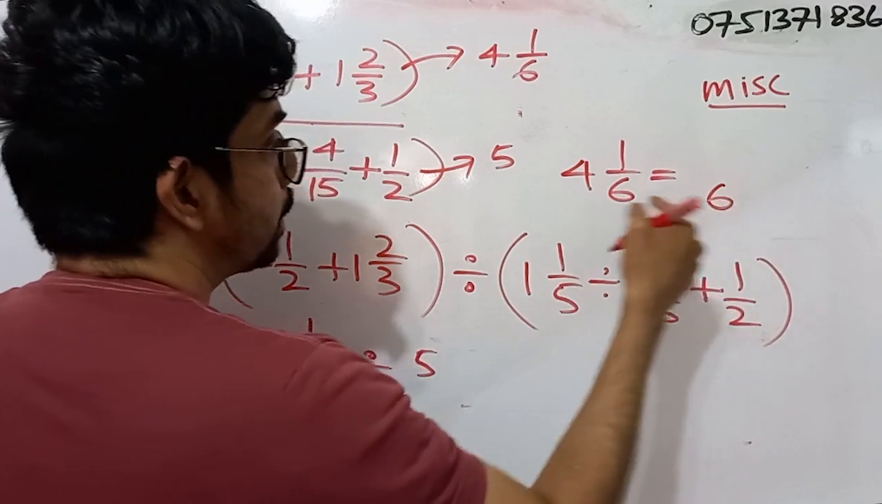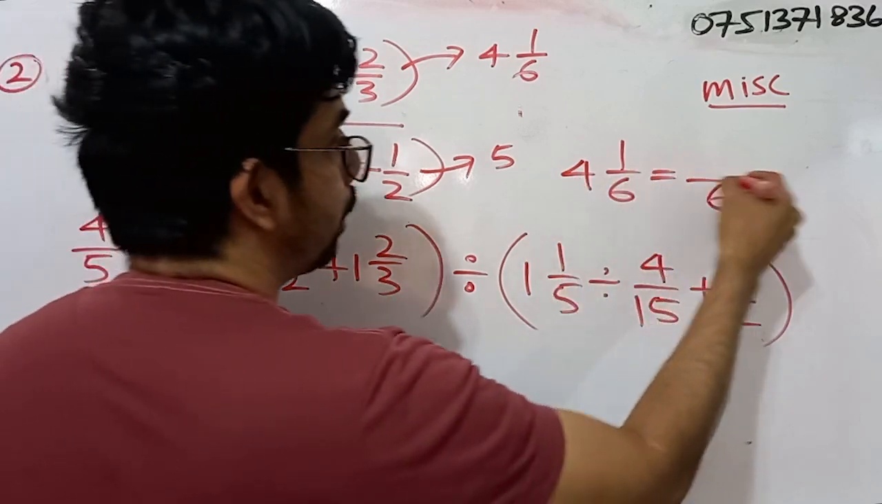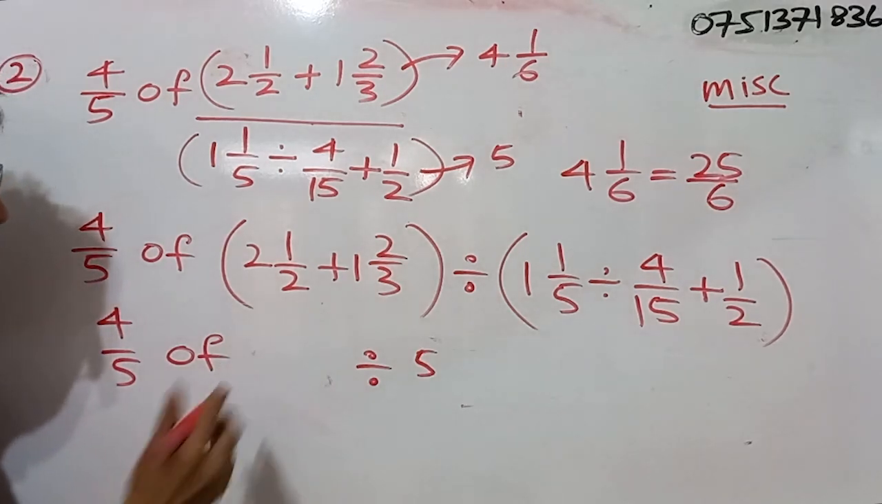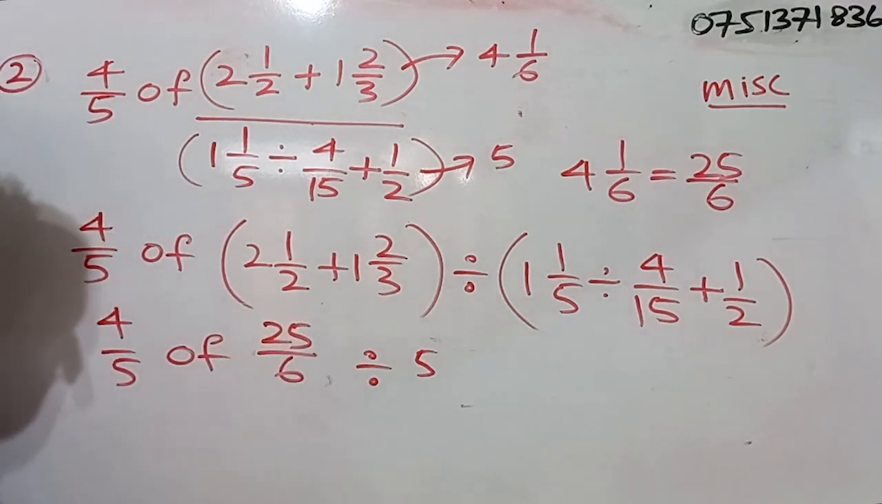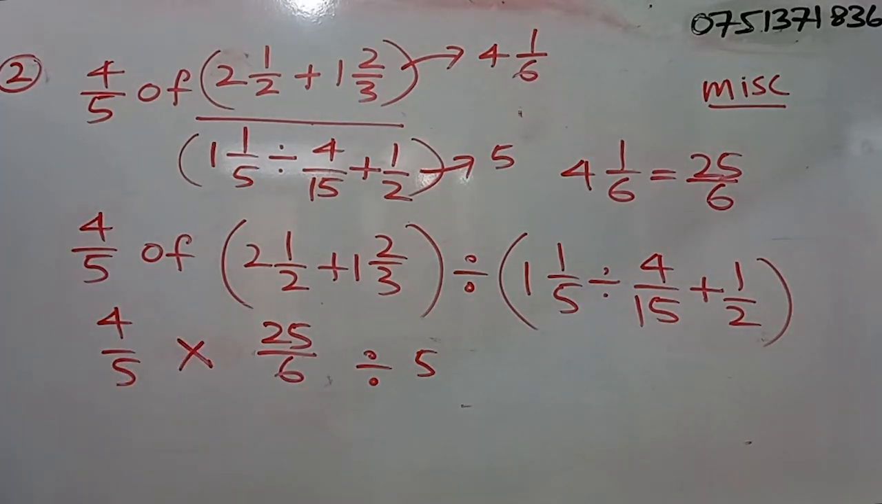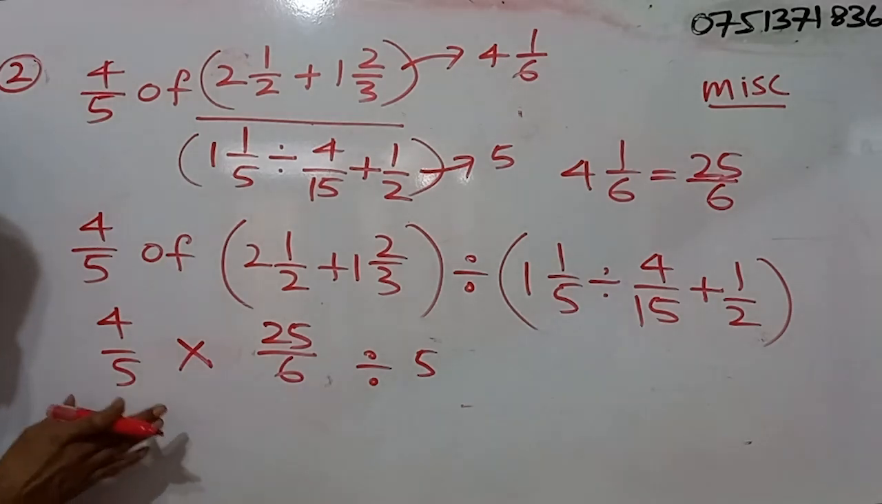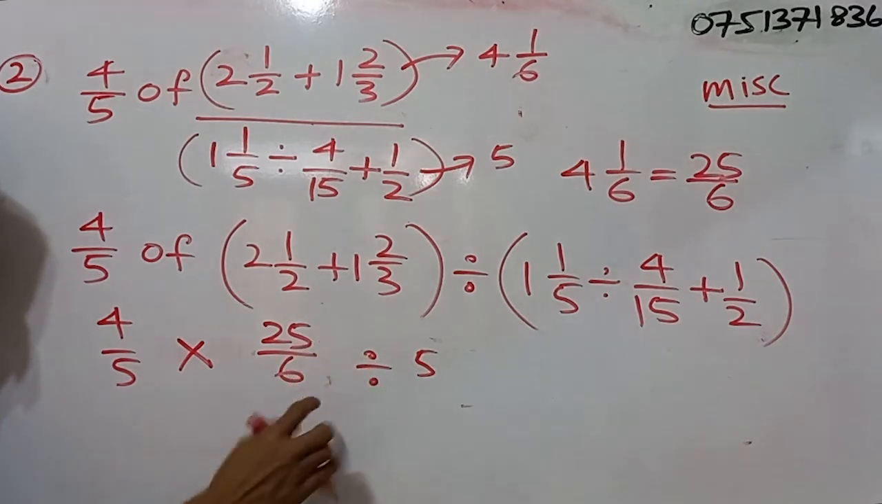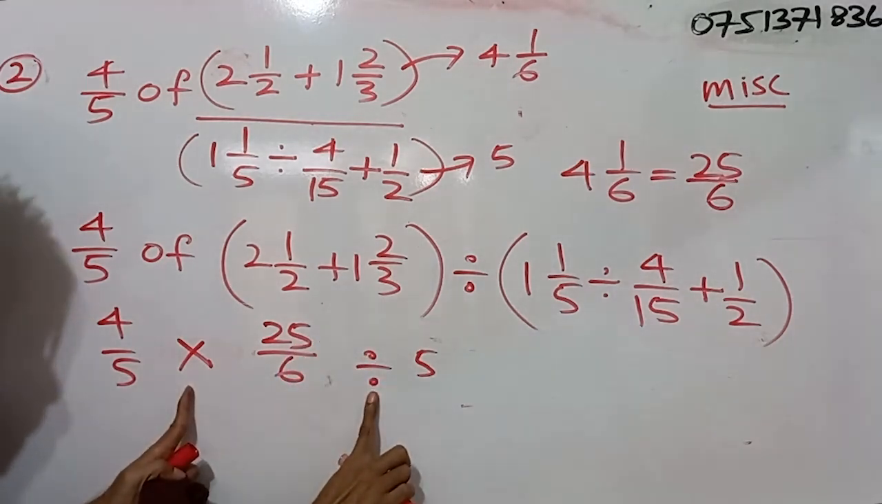The denominator will be the same. 6 times 4, that is 24. Add the 1, this becomes what? 25. Right? So I can write 25 by 6 here. 25 by 6. And this "of", I will replace it by using a multiplication symbol. So now the BODMAS. So we have to start from the left and work our way to the right. Why? We have a multiplication and a division.